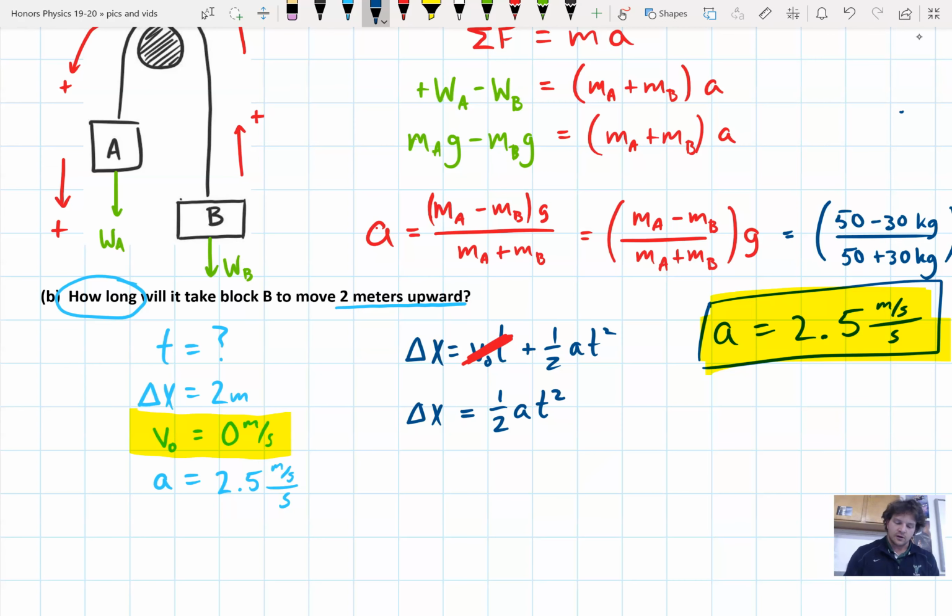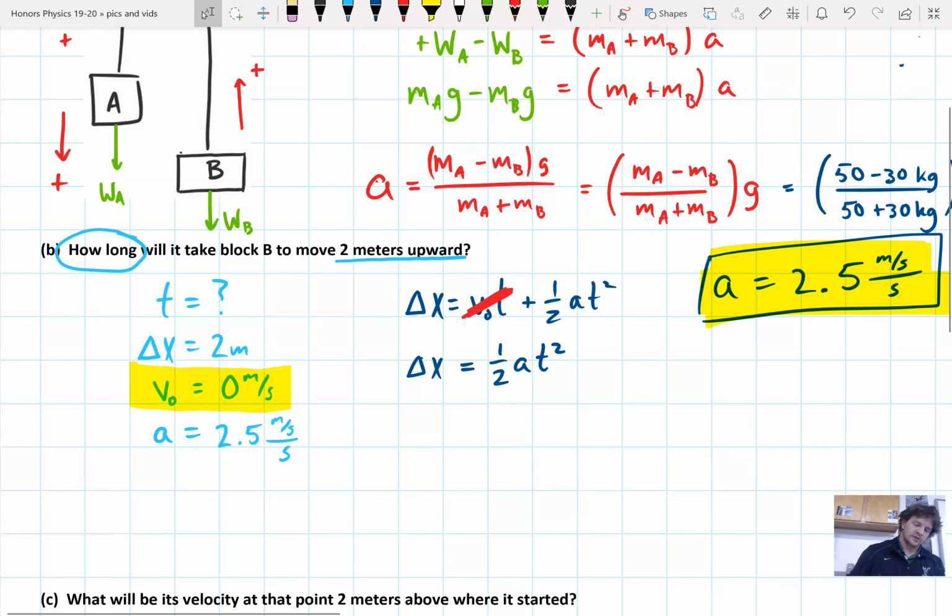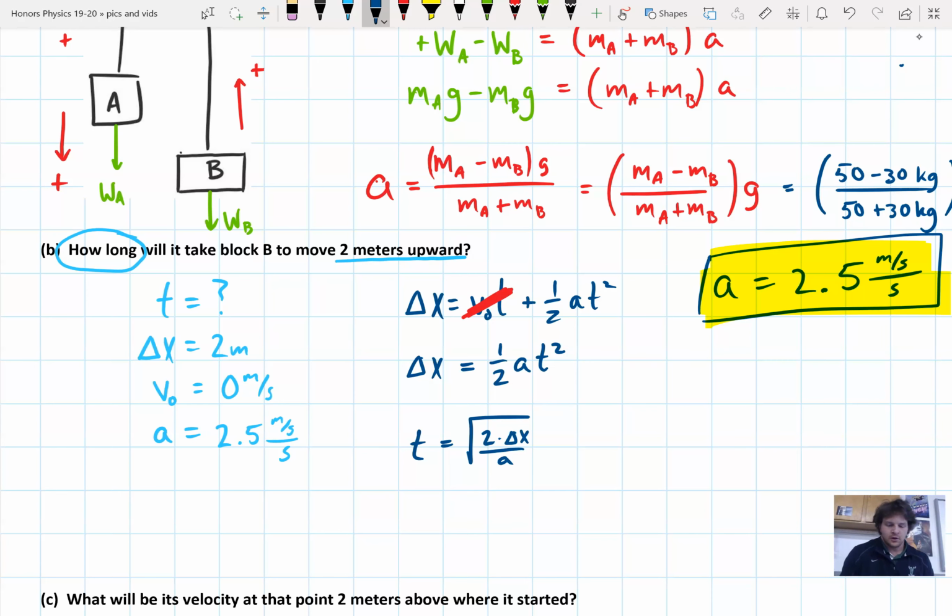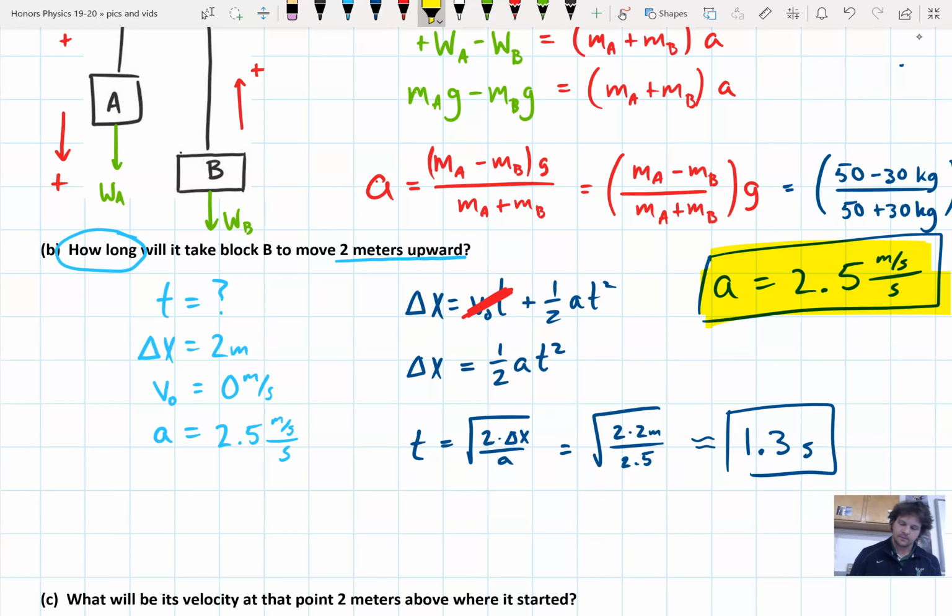And now we got to solve for t. So when I solve that equation for t, for time, I end up with the square root of 2 times the displacement over the acceleration. And once you plug in your numbers, 2 times 2 meters over 2.5, that comes out to approximately 1.3, not meters per second, seconds. All right? So that's our second part.